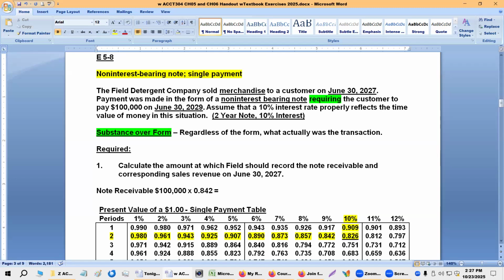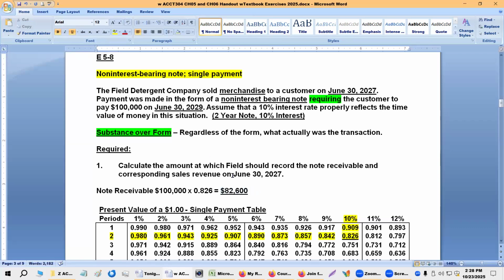So was that 84,000? Is it 842 or 826? Oh, did I get it wrong? Oh no, you're right. 826. Sorry. Thank you, thank you. Let's try that again. 826 is, so 82,600 then. So this is the value today of that note. So this is really what the sale was today.